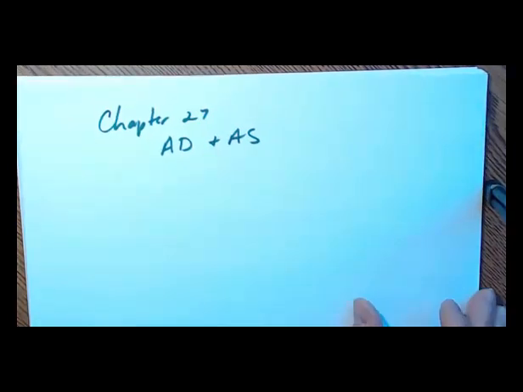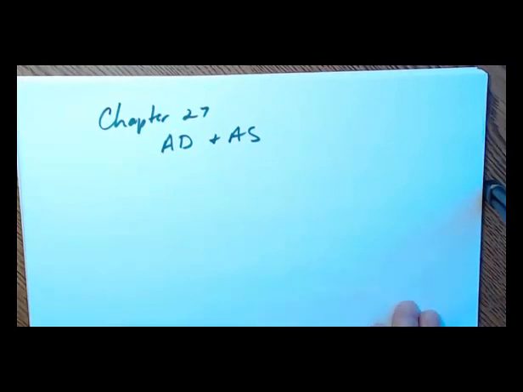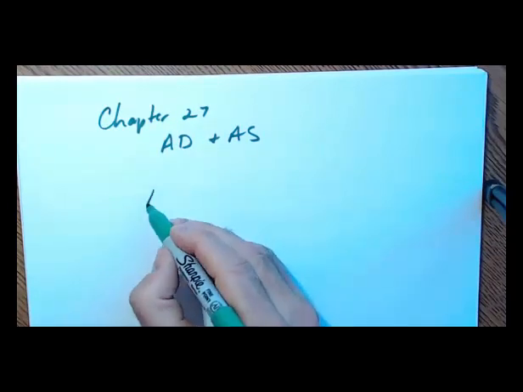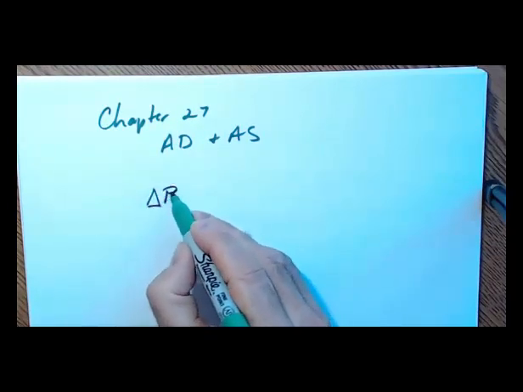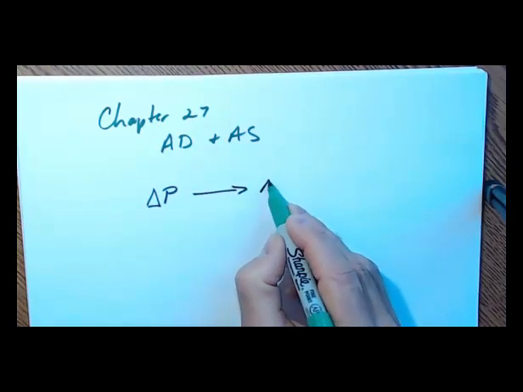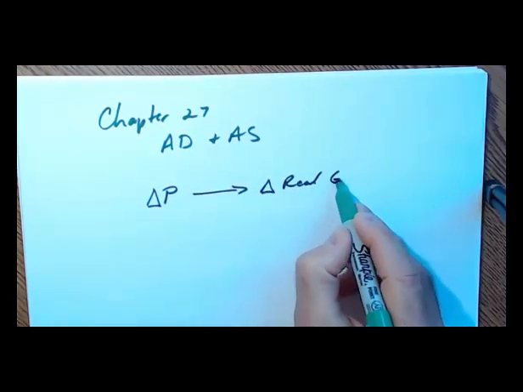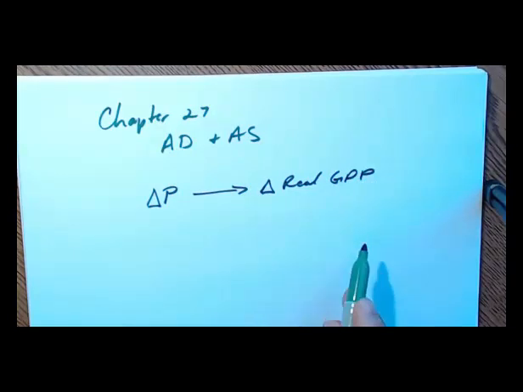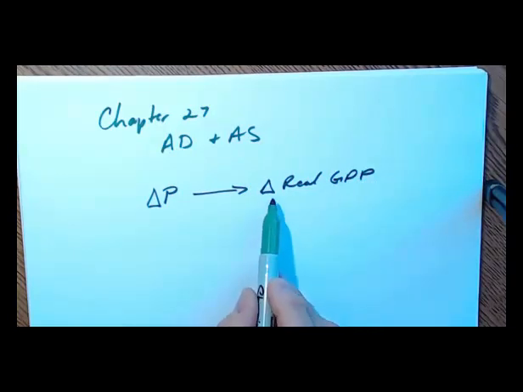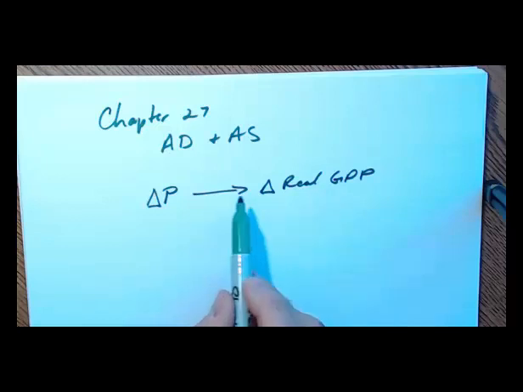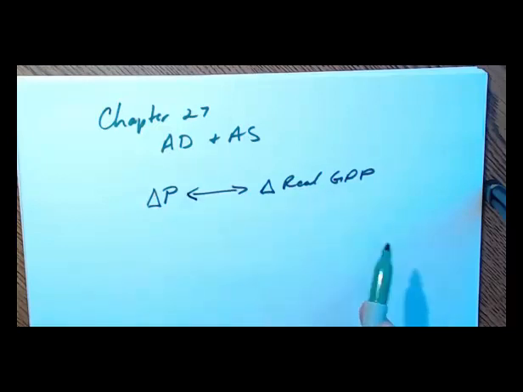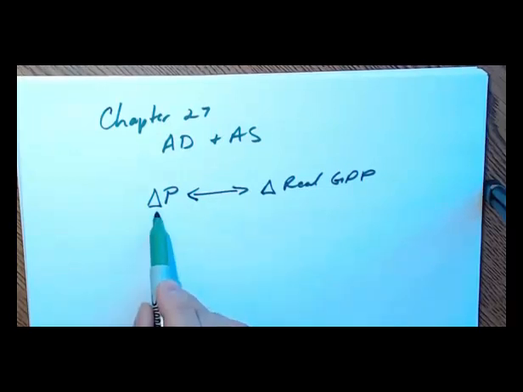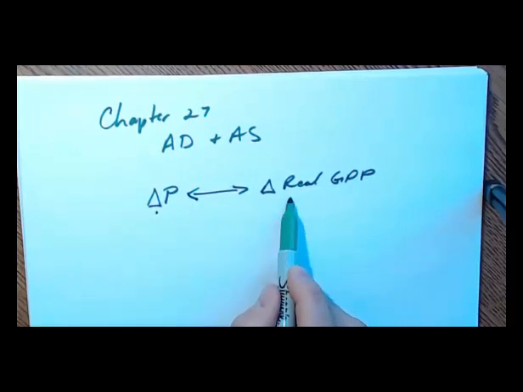So in those calculations, we assumed that prices were fixed. And in this chapter, we're going to relax that assumption. So what we're going to see is that changes in prices can now influence changes in real GDP. Not only that, but we're also going to see that changes in real GDP affect changes in prices. And so here we have a circular relationship between changing prices and real GDP.